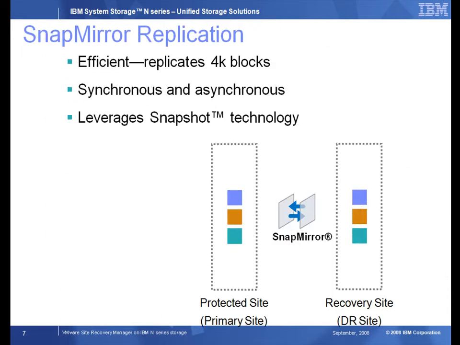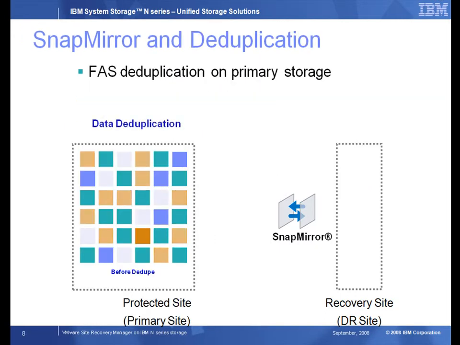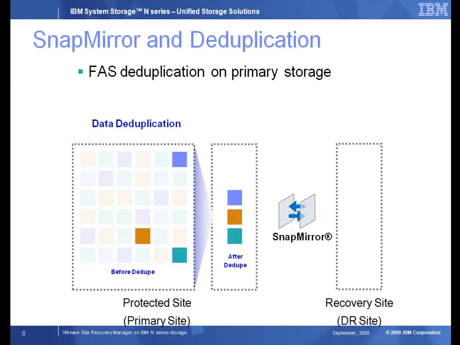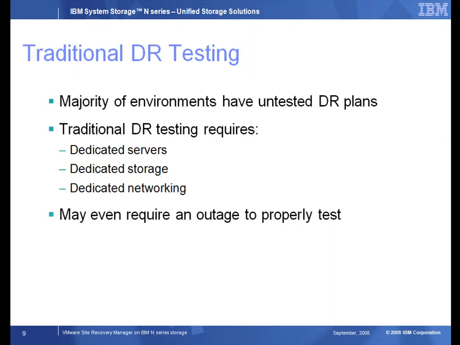SnapMirror efficiently replicates data between sites by leveraging NetApp snapshot technology and replicating only the 4K blocks that change between SnapMirror updates. SnapMirror is also reversible for the purposes of DR failback. In the event that the primary storage is not completely lost in a disaster, only the new data written at the DR site need be replicated back. Additionally, when SnapMirror is combined with NetApp deduplication on primary storage, only unique data is ever replicated to the DR site.